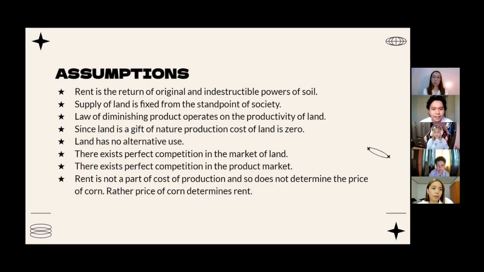Since land is a gift of nature, the production cost is also zero. Land has no alternative use and is only used in cultivation. Different lands have different fertility levels, so the utilization of land for cultivation is done based on the order of fertility. The most fertile land is cultivated first before using the next grade of land. This is because the quantity of land is limited, and so is its productiveness, and it is not uniform in quality.